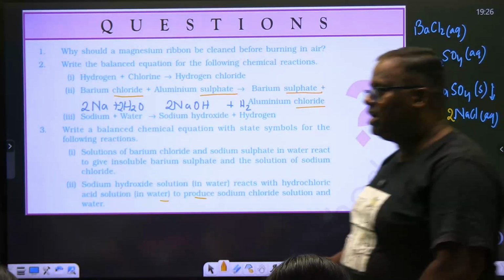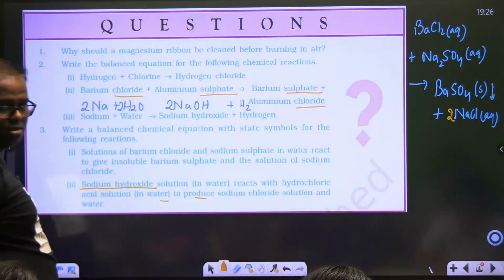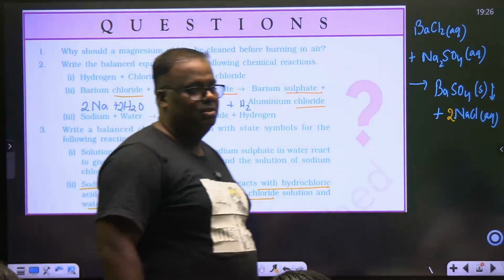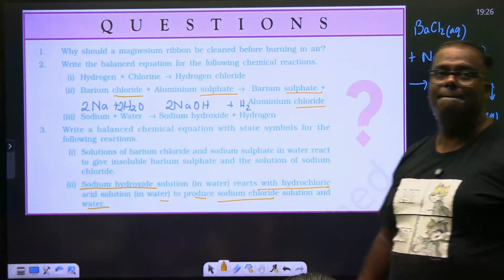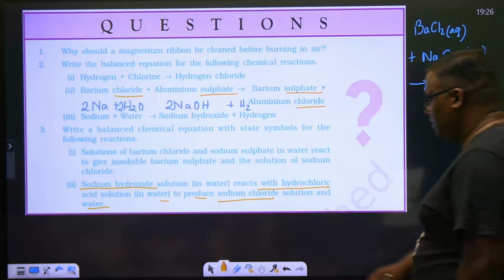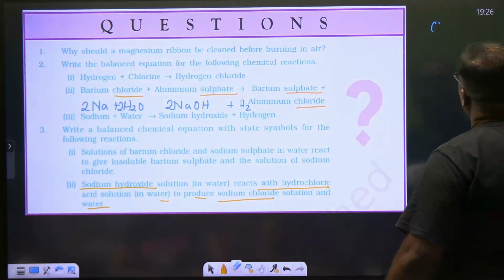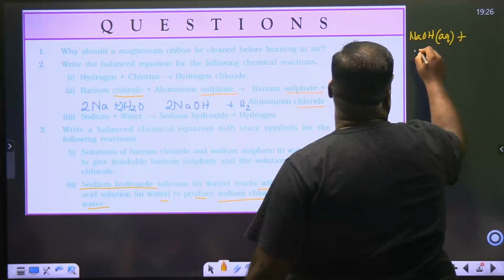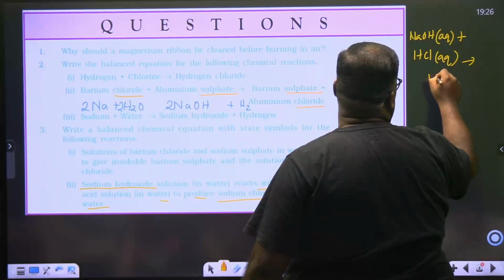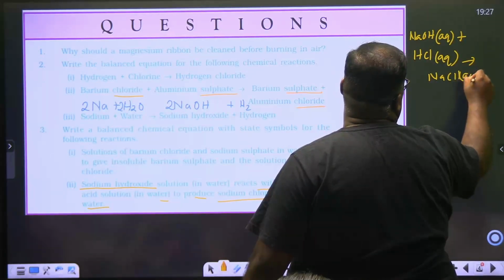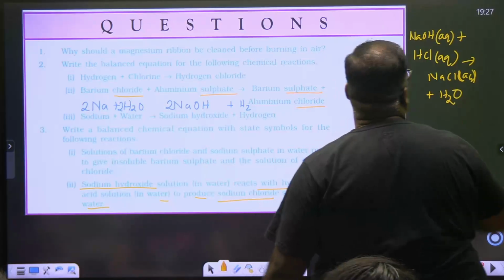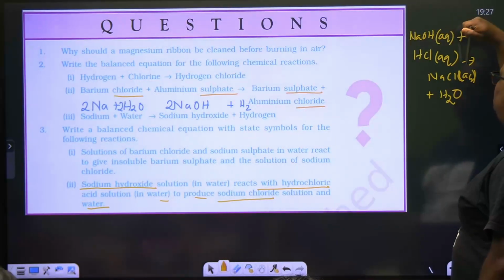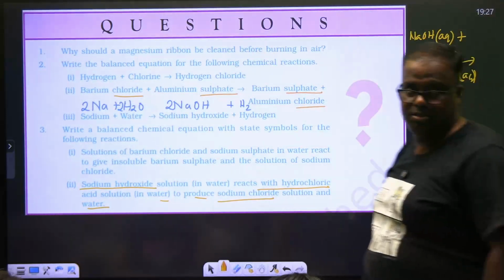This reaction is very nice. Sodium hydroxide is a base. A base will always react with an acid to produce a salt and water. This is known as neutralization. Let me write it, and correct me if I'm going wrong. Sodium hydroxide, NaOH, reacts with HCl to give you NaCl aqueous and H2O. Is it balanced? Sodium 1, oxygen 1, hydrogen 1 plus 1, 2, hydrogen 2, chlorine 1, chlorine 1. Auto balanced. Nothing to be done.